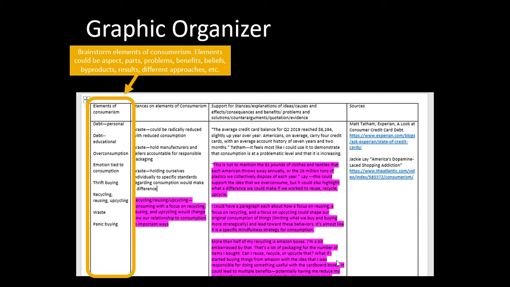I started by just listing all of the ones that I could think of, and I'll come back to talking about specifically how I filled in each of these columns in a minute.